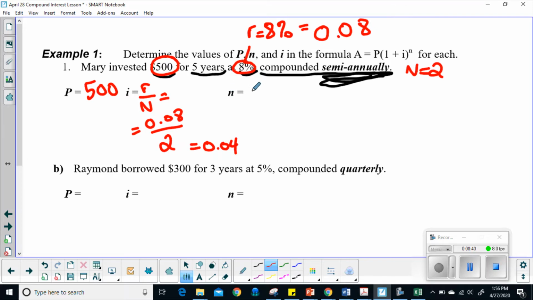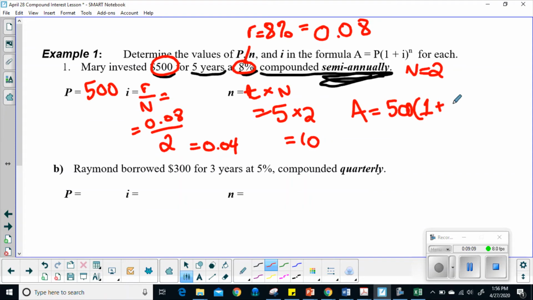My little n, which is my exponent, is my time in years times the number of compounds per year. So I'm being told 5 years times semi-annual, which is 2. So my exponent in that equation is going to be 10. So when I go to pop everything into my equation, I would have my principal, 500, 1 plus 0.04 inside the brackets to the exponent 10.